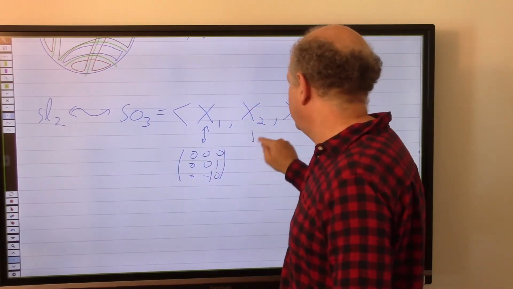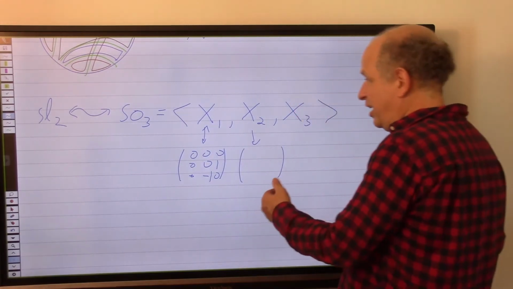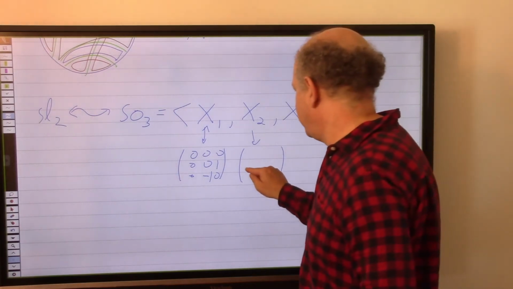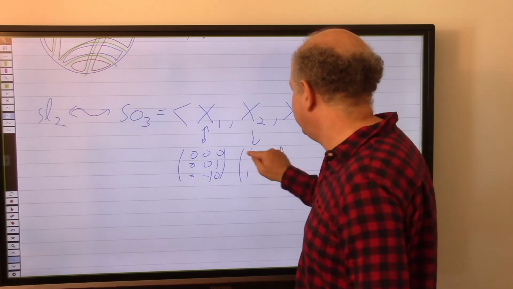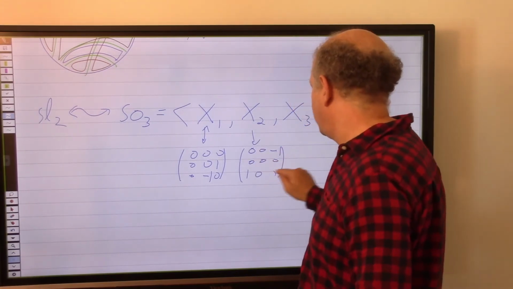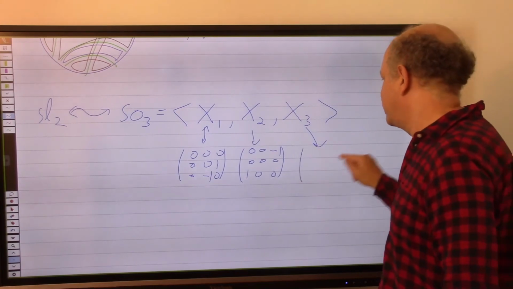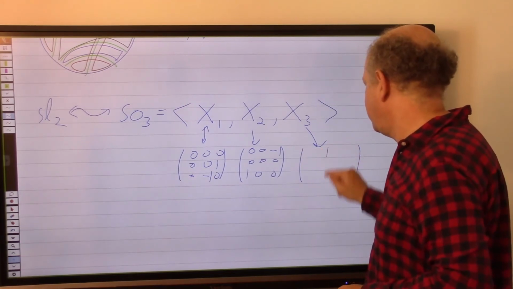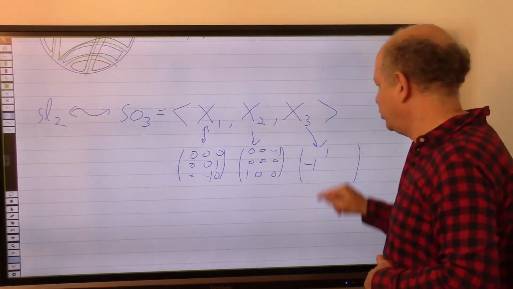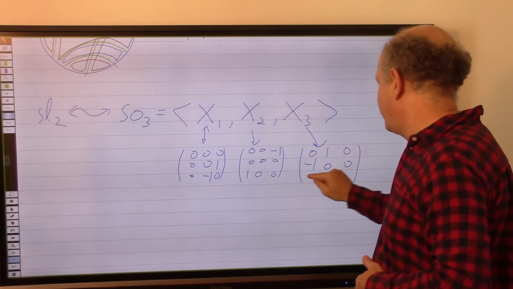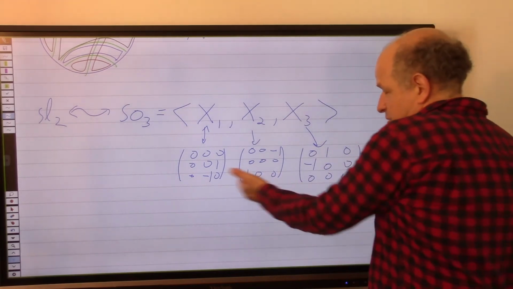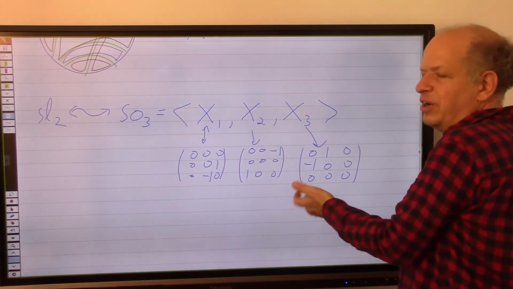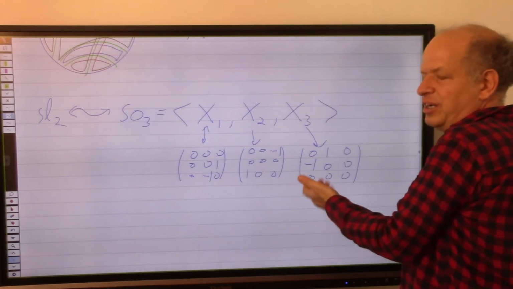X2 is the matrix that has 1 in position 3, 1, so you just go cyclically. So position 3, 1 is here, so there is a 1 here, a negative 1 opposite to it, and the rest are zeros. And x3 has 1 in position 1, 2, this is here, 1 and negative 1 opposite to it, and zeros everywhere else. Now, computing the products of these matrices is not so hard. Computing their inner products is also not so hard.